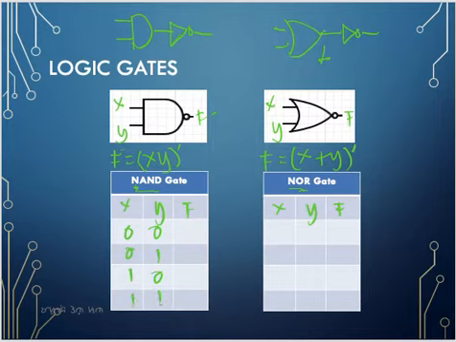So, 0 and 0 is equal to 0. Pag in-invert mo, magiging 1. 0 and 1 will be equal to 0. Pag in-invert mo, 1. 1 and 0, pag in-invert, that is equal to 0. Pag in-invert mo, 1. So, 1 and 1, ang sagot mo dito ay 1. Kaya lang i-inverse mo siya. So, ang sagot mo dito ay 0.